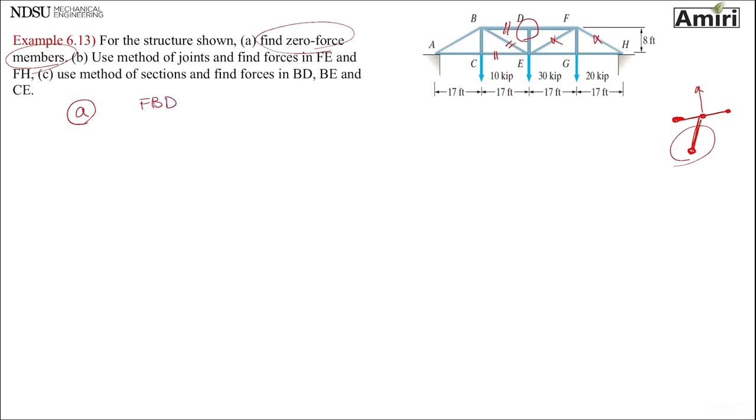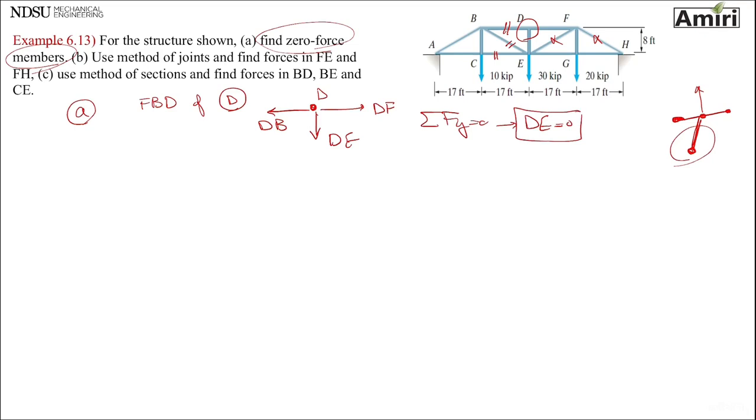We do a free body diagram of joint D. It's DB, DF, DE. Summation of forces in Y is zero, so DE is zero. DE is a zero force member. Remember these are all forces. Don't get confused by the member versus the actual force of member DF. Sometimes I write it quick. So that's part one or part A.